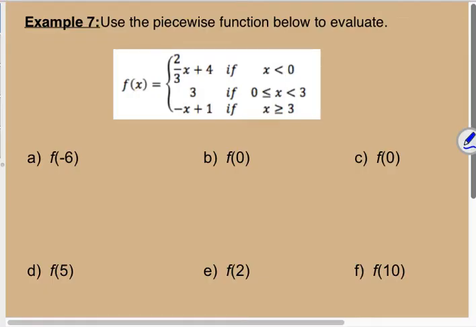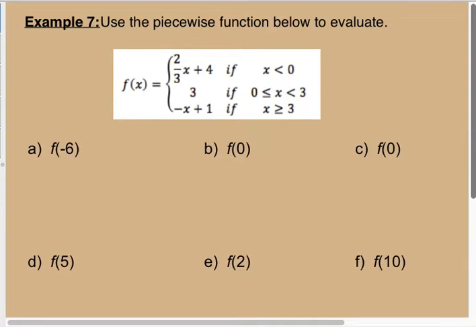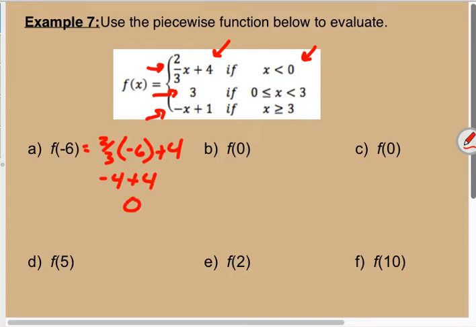Okay, here we go. Just practicing this a little bit. First of all, you got to figure out which function you're going to plug it into. 2/3 x plus 4, y equals 3, or negative x plus 1. The first part here, our constraint is x is less than 0. Well, negative 6 is less than 0, so I'd use this function right here. And that's going to be 2/3 times negative 6 plus 4. 3 goes into 6 negative 2 times. Negative 2 times 2 is negative 4 plus 4. You're going to get 0 here.